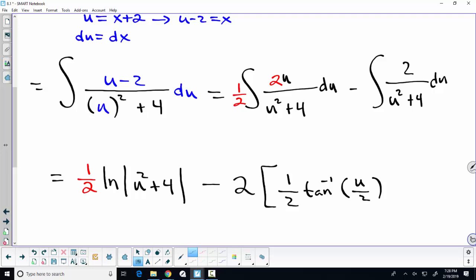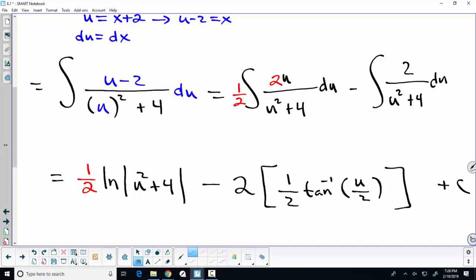The only ones that don't have the 1 over a as a part of the constant multiplying here are the inverse sine and inverse cosine. All of those other functions have that 1 over a as a part of reversing the derivative. We'll just put a c in at the end. So whatever we get here, we'll keep our constant out here. Okay. So there's the 2 from this 2. The antiderivative of 1 over u squared plus 4 is this right here.